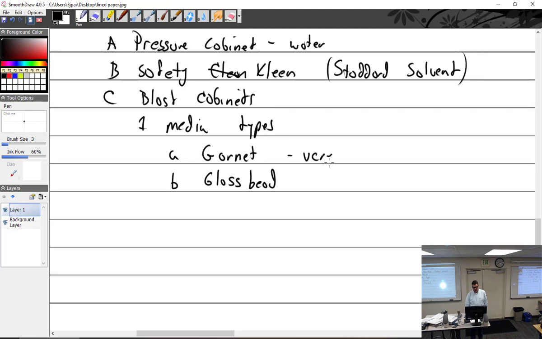This is very harsh. Since I've left the overhaul field, I can see that glass bead is now considered a no-no on engines. They don't want you using it. We know from NDT that glass bead will peen over any cracks, so it's really bad for NDT. You won't find cracks. I will use glass bead as a last resort. If we're either going to throw it away or glass bead it, I will glass bead it and get the rust off.